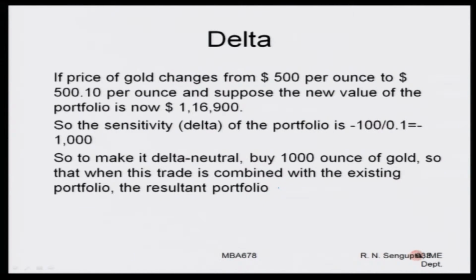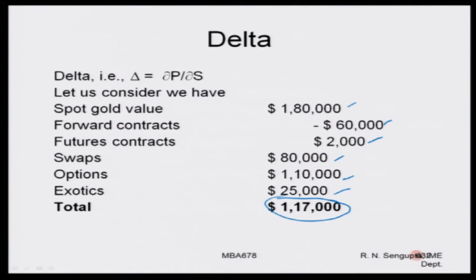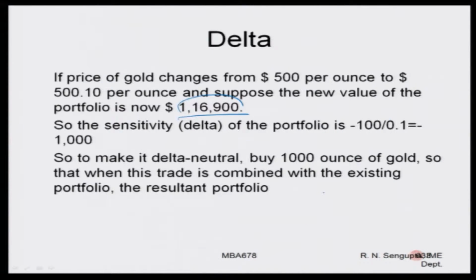Now, if the price of gold changes from 500 per ounce to 500.1 per ounce, and suppose the new value of the portfolio is now 116,900. So, initially it was 117,000, now it becomes 116,900. So, the sensitivity or the rate of change of the portfolio, or the delta of the portfolio, would be what? Rate of change of the portfolio value, which is what?